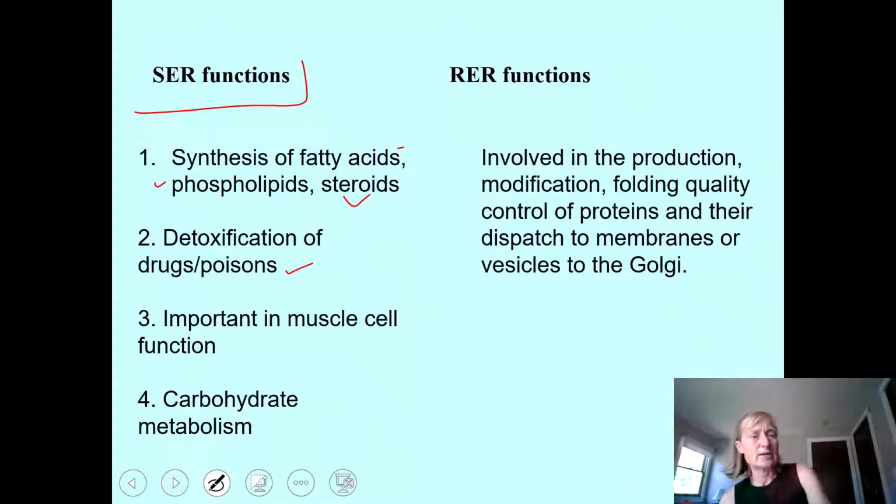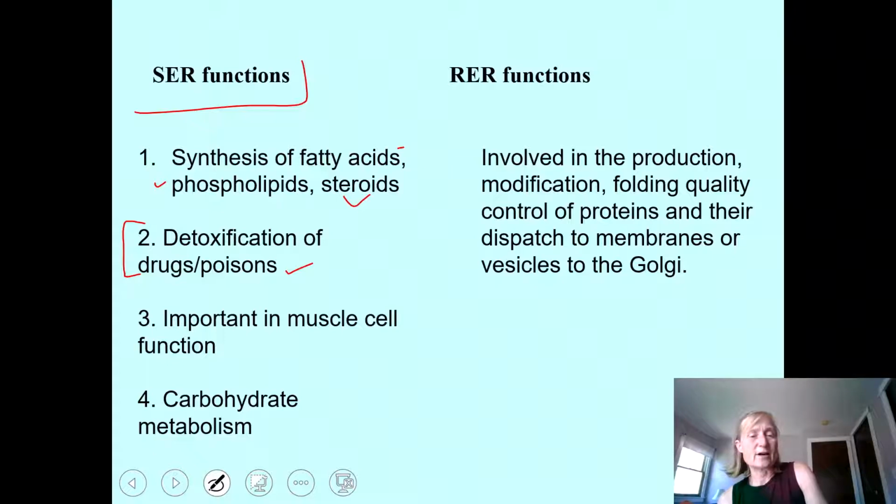And so when we think about detoxification inside our bodies, we think about the liver. The liver, that's where our bodies do the job of detoxifying poisons that we come into contact with. And in fact, that's true. And guess what? The cells in the liver have an abundance of SER, and those SER structures help to detoxify the poisons that the liver cells come in contact with.